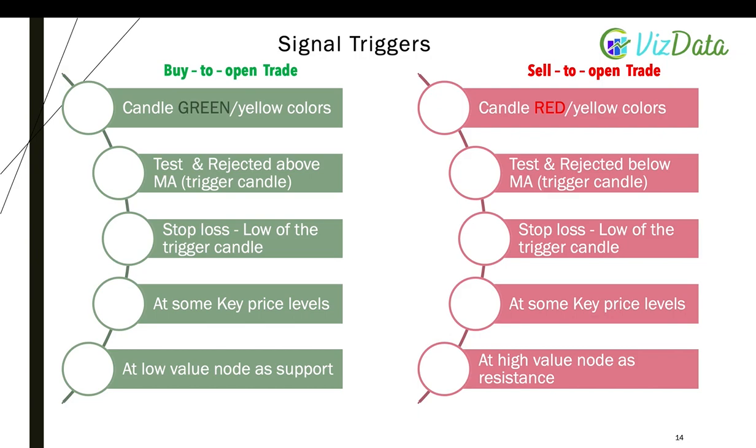Same pattern, sell to open. If you are downward biased, you need to see a red candle followed by a yellow candle. Yellow is always a pullback in either direction, okay? And then a test and rejection below the moving average. The moving average should be falling in this case. In the first case, the moving average is rising. In the second case, sell to open, the moving average should be falling.